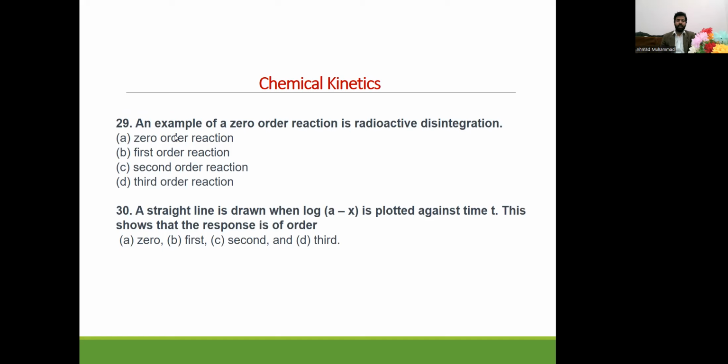Question 29, an example of a zero order reaction is radioactive disintegration. Options: zero order reaction, first order reaction, second order reaction, and third order reaction. The correct option is B, first order reaction. A straight line is drawn when log (a minus x) is plotted against time. This shows that the reaction is a zero order, first order, second order, or third order reaction. So the right option is B, first order reaction.